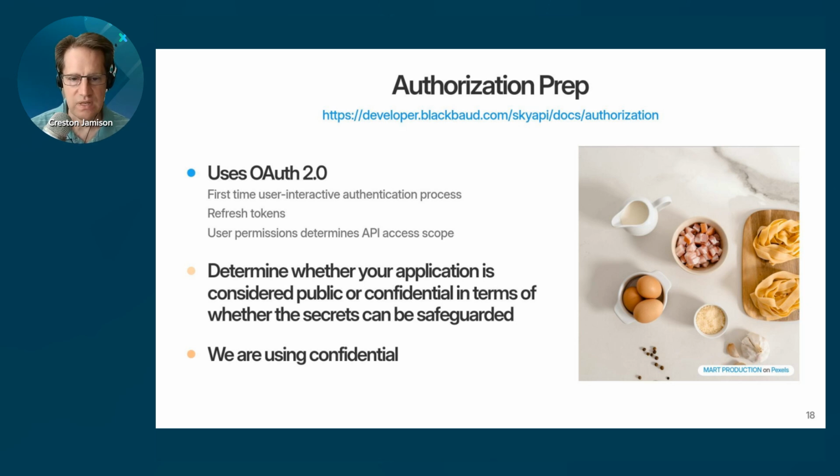The next step is you do need to determine whether your application is considered public or confidential, in terms of whether the secrets can be safeguarded. Now, our application is using Ruby on Rails, so everything is on a backend server, so it's considered confidential, so we're using the confidential method.